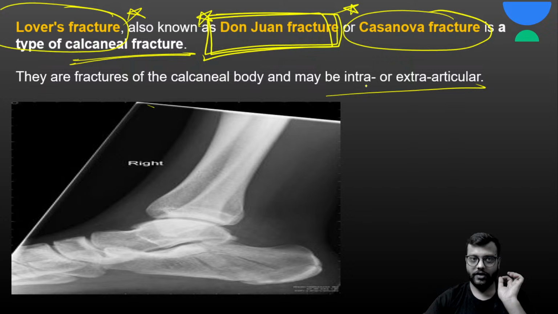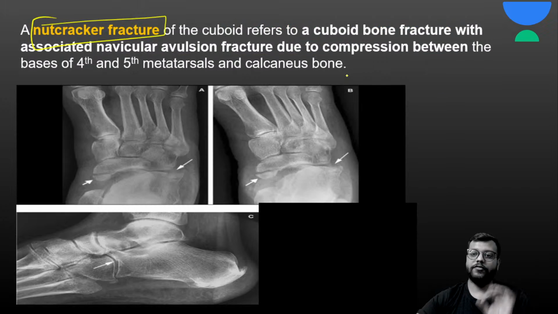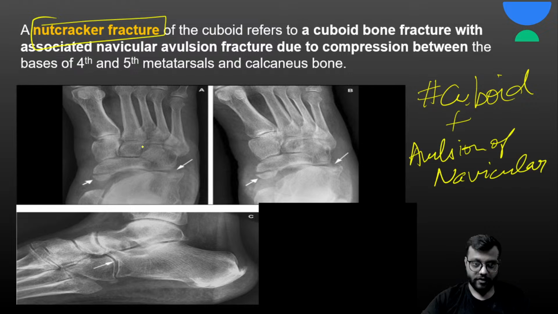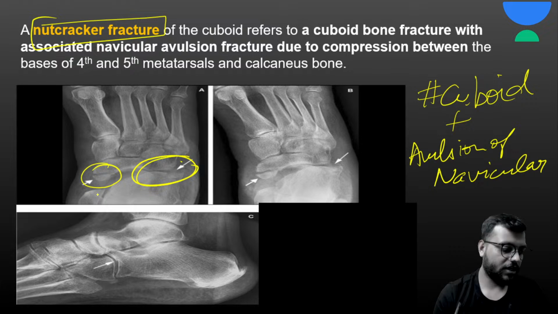Okay, now what is a nutcracker fracture? In nutcracker fracture, you basically have to remember it is a fracture of the cuboid bone with avulsion fracture or avulsion of a part of the navicular. Okay, you have to remember this. This is your nutcracker fracture, this is your navicular and this is your cuboid bone. So you have to remember that it is a cuboid bone fracture primarily with avulsion of the navicular bone.